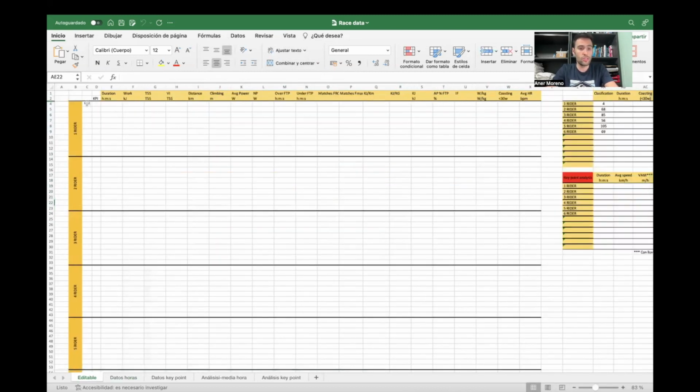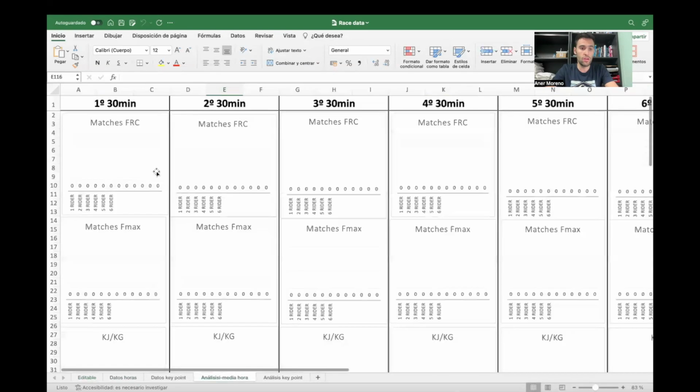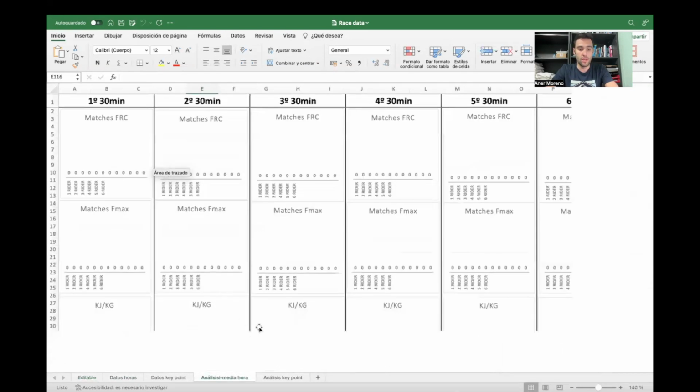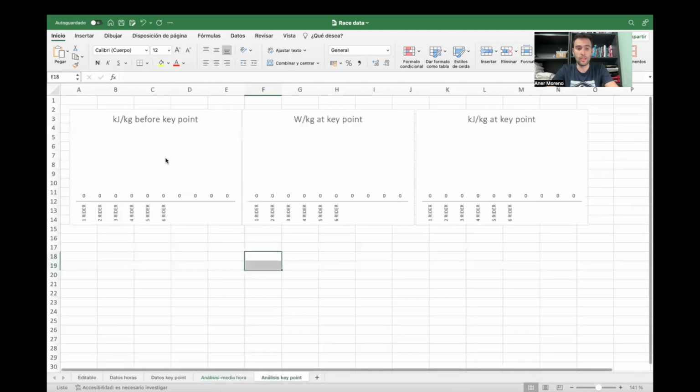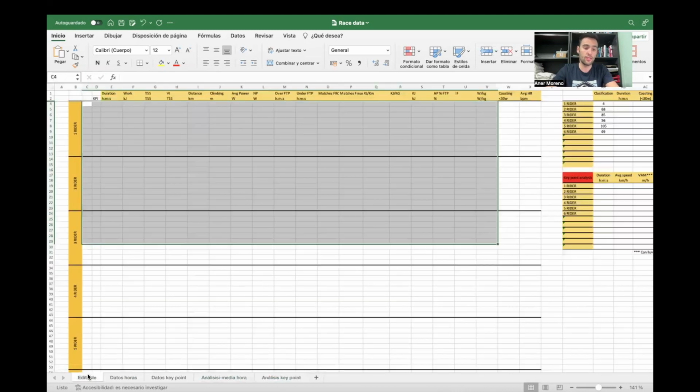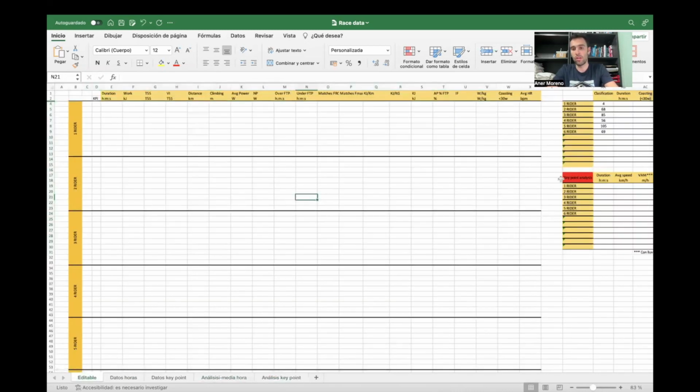After this, all this data is going to be shown here in graphics of the half-hour data and the key point of the race, how it was, how hard the work made before was. Also, it is important when we know about the repeatability of the riders, we have to take into account how fatigued they reach the final point in which the race is decided.